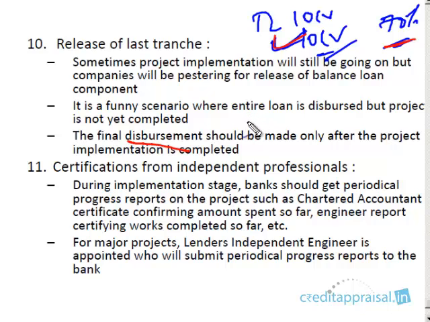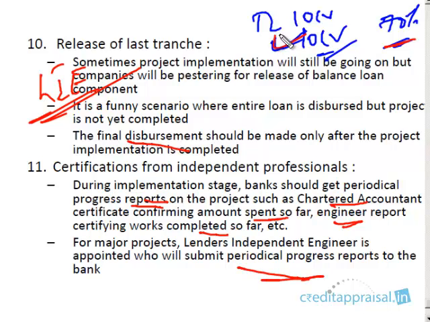During the implementation stage, you have to get periodical progress reports on the project. These reports can be submitted by an engineer, who certifies what work is done and what is completed so far. You can get a certification from the chartered accountant on the amount spent so far. So from various independent professionals, you should be getting these periodical reports. In major projects there will be something called a lender's independent engineer. This LIE will be furnishing maybe quarterly reports, submitting the periodical progress reports.